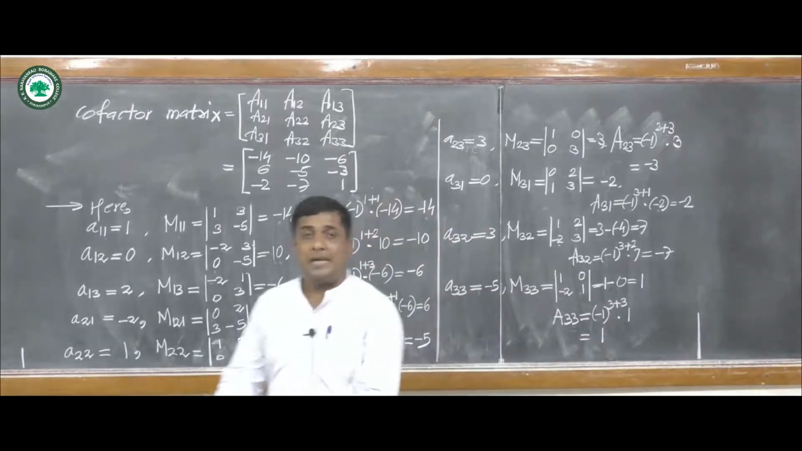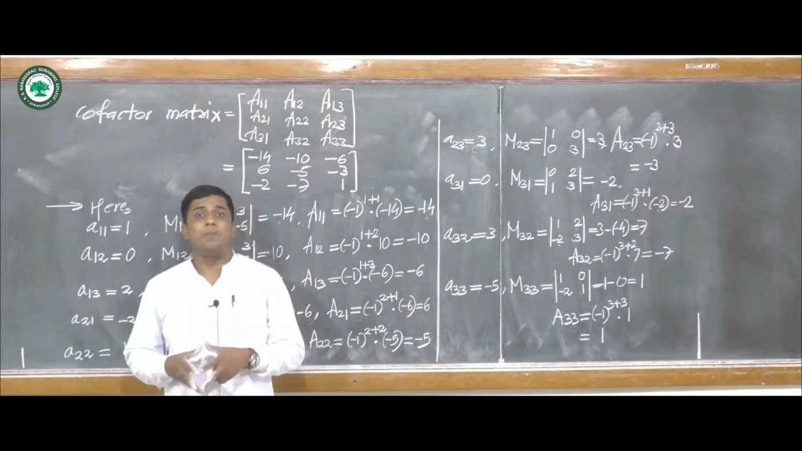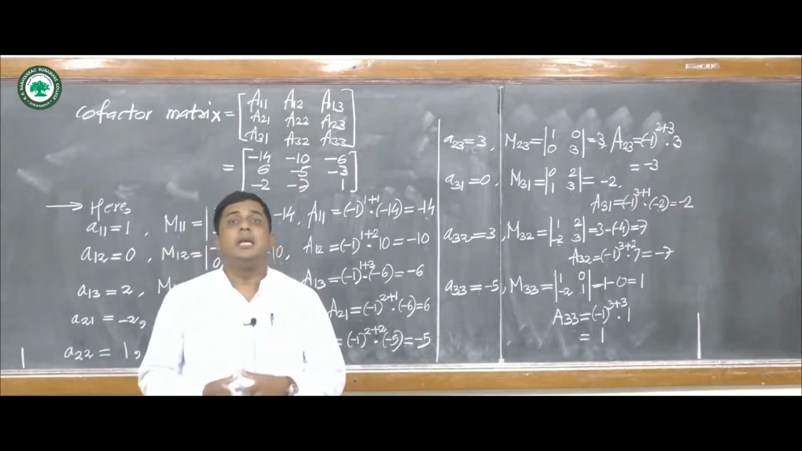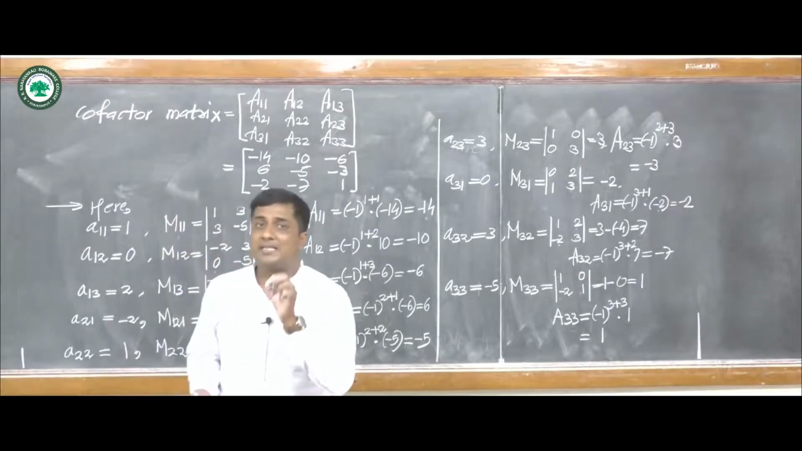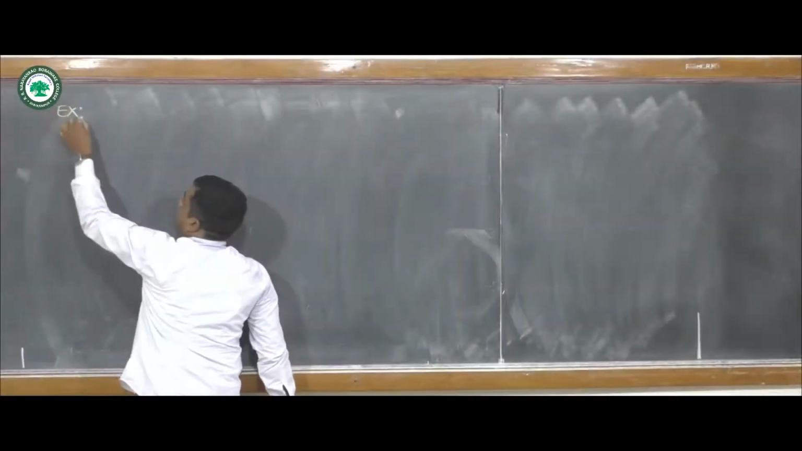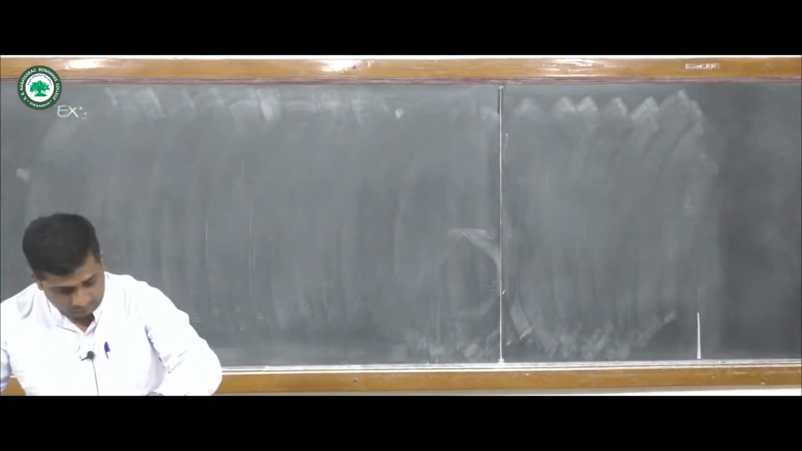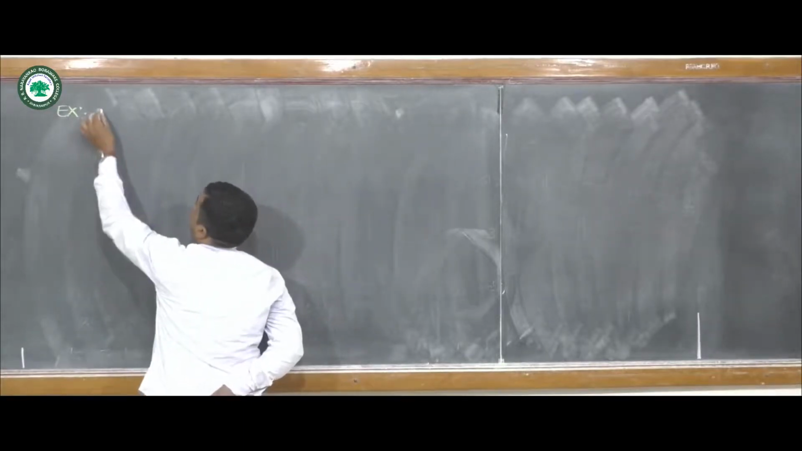Okay, so it is a very simple example. Now we go with one example to find the adjoint of a matrix. We consider one example of order 2, that is 2 by 2. The example given here: find the adjoint of the following matrix.